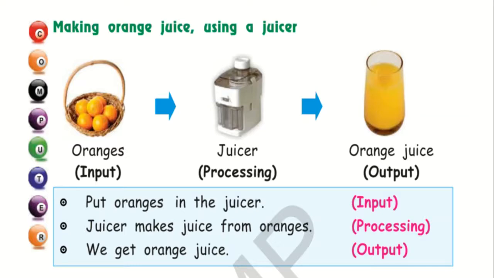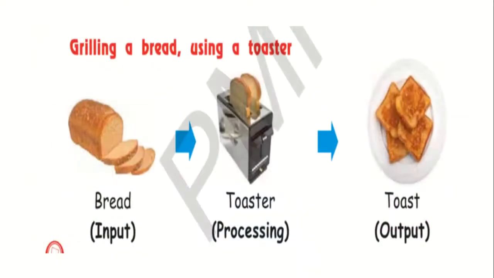Now let's see one more example. Grilling a bread using a toaster. We all like to eat bread in our breakfast. And that too, if it is a toast, we all love to eat it. Now let's see how the input, processing and output takes place in this process. Here children, the bread is the input. The processing takes place in toaster and the result, that is toast, is the output.